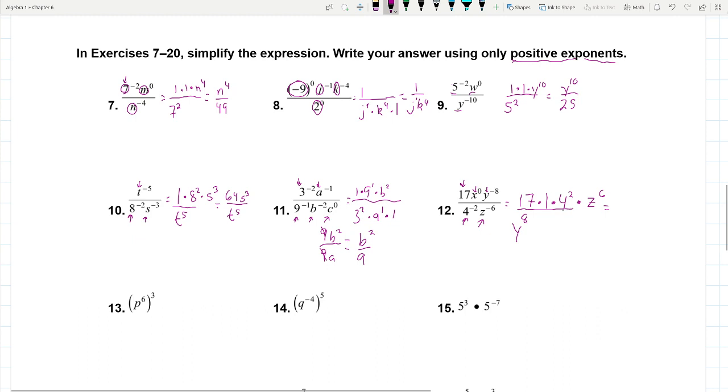And I try to solve. 17 times 1, so I got 17. 4 times 4 is 16. Z to the 6th divided by y to the 8th. This winds up being 272. 272 z to the 6th over y to the 8th.